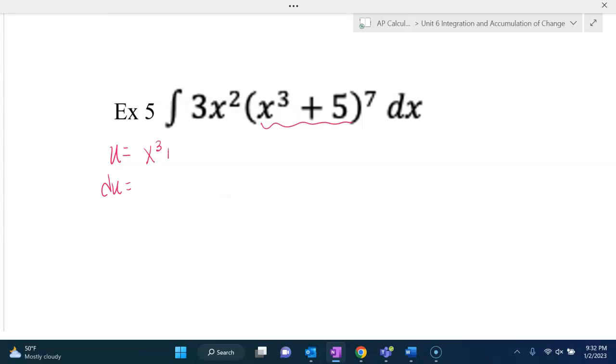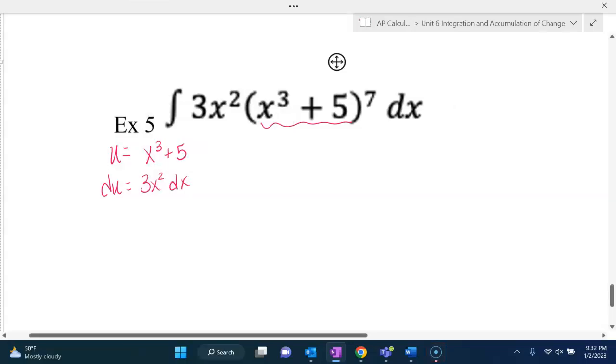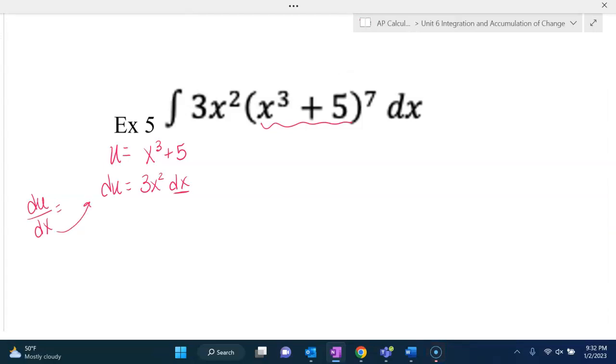If we make that our u, that's the inner part of our function, and if we derive this, the derivative of x cubed plus 5 is 3x squared. Technically we're taking the derivative of u with respect to x. I just always multiply the dx to the other side right away because that's where I want it anyway. So what I'm going to do now is rewrite this entire integral in terms of u's.